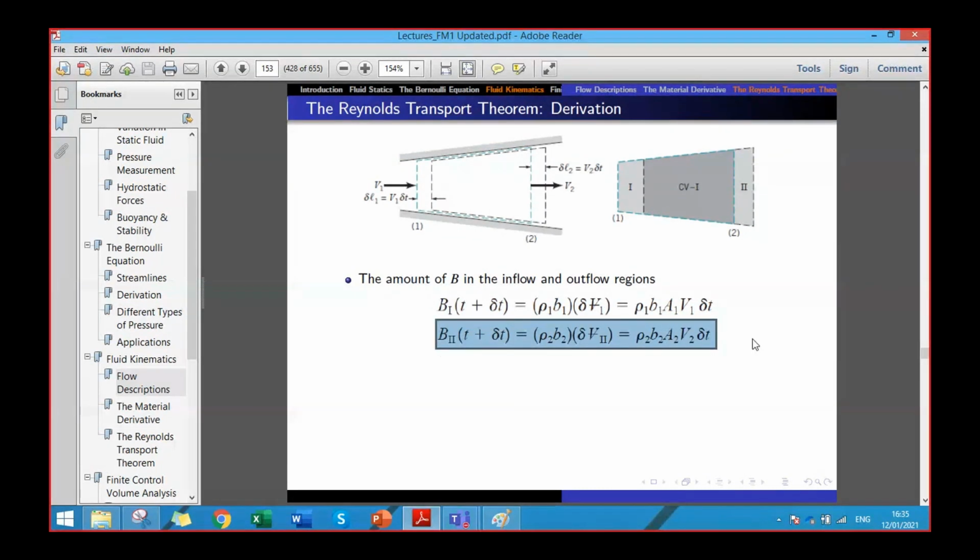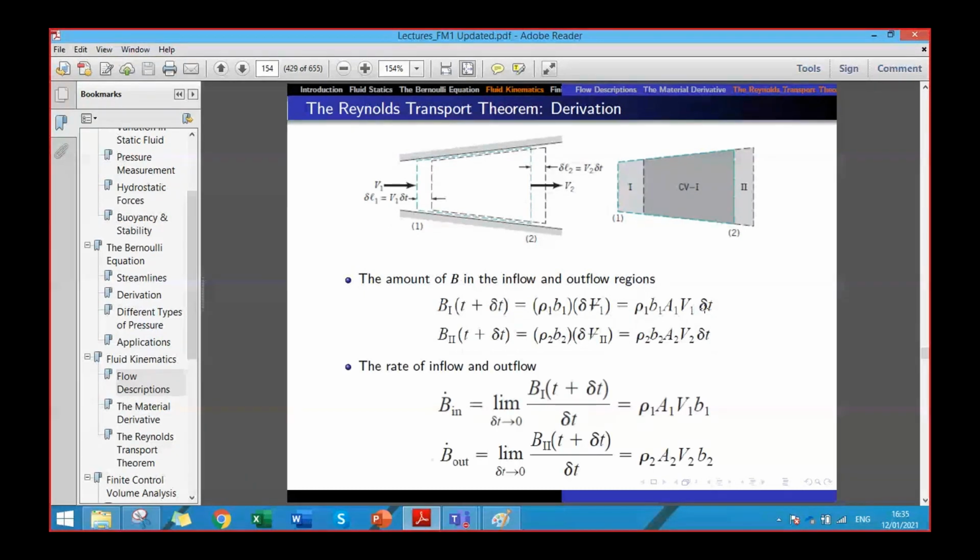Yes, sir. So now there's delta T. If we write B1 as the inflow and apply the limit delta T approaches 0, we cancel this delta T with this delta T. We'll have rho 1 A1 V1 b1. For the time being, take small b1 equals 1. So rho 1 A1 V1 is what? It is the mass flow rate, right?